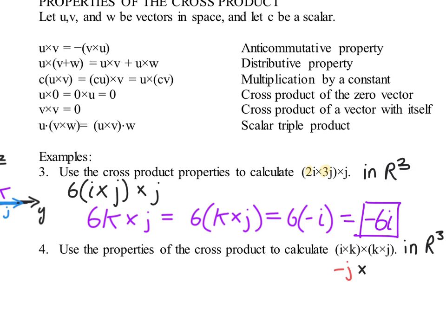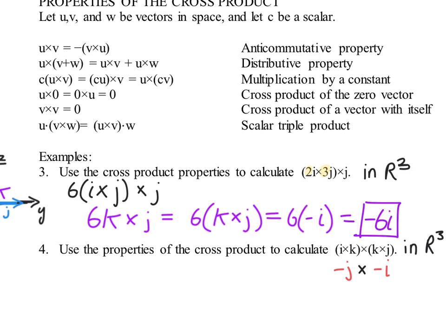K to j, I think we just did that, right? Yeah, so that's negative i. So we're crossing two negatives. Well, you can look at this a different way too.